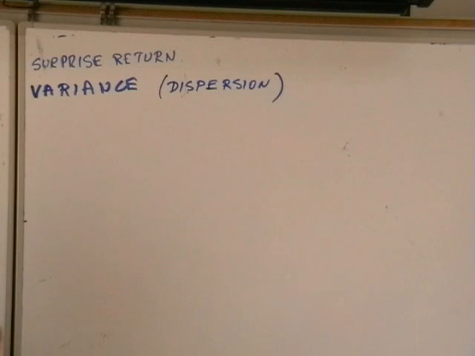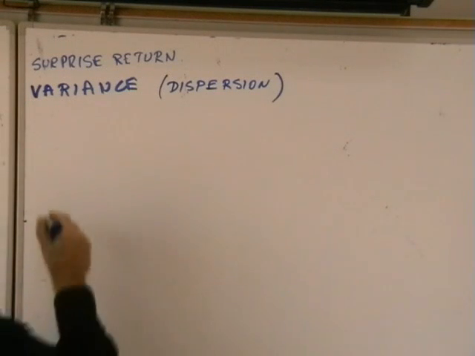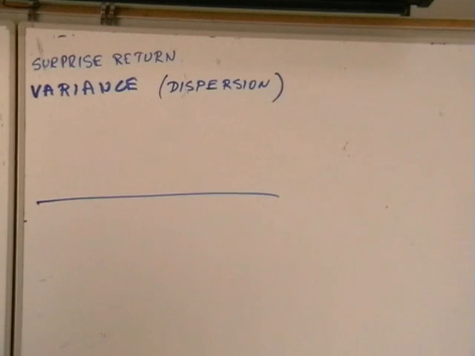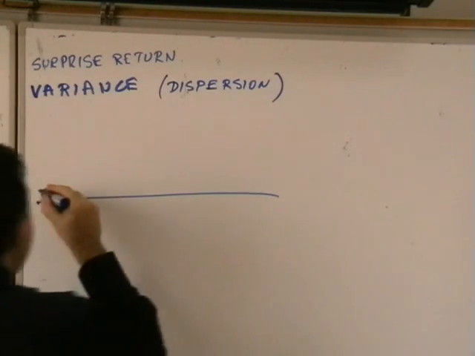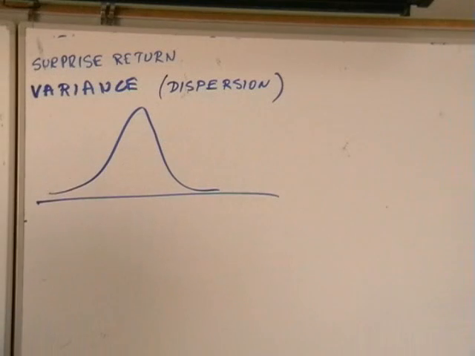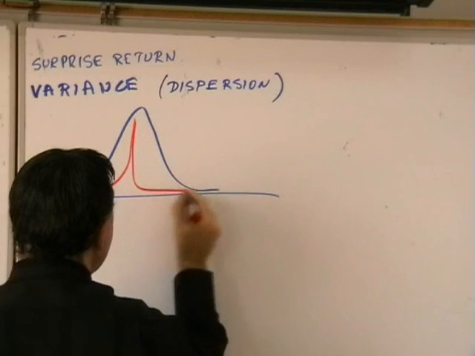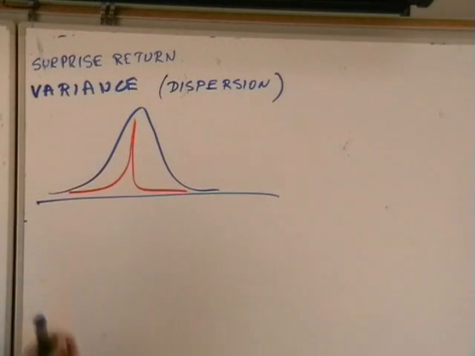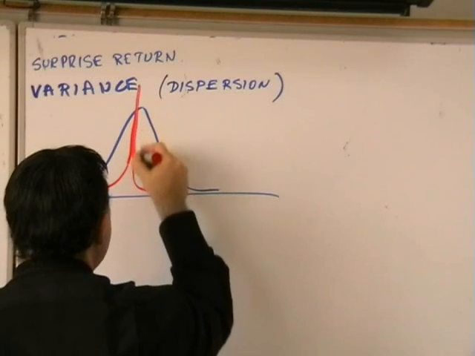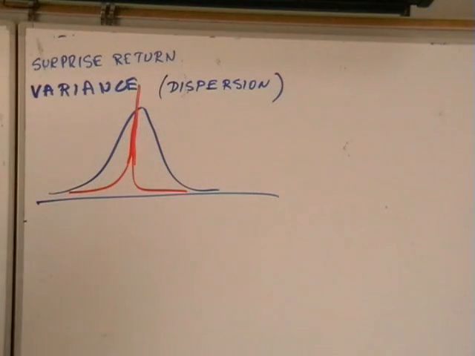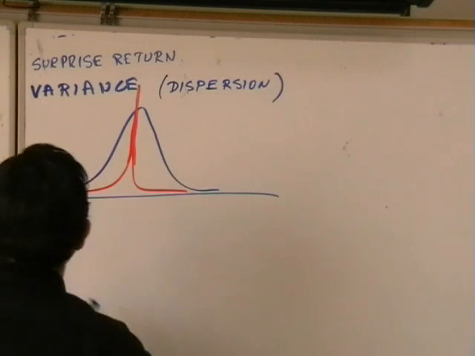Of returns around the mean. In other words, now we begin to draw some distributions. You may have a distribution like this, or you may have a distribution like, well, I didn't draw it very nicely. It should have been going a whole lot higher, right? And the variance simply says how close the actual distribution is around the expected.